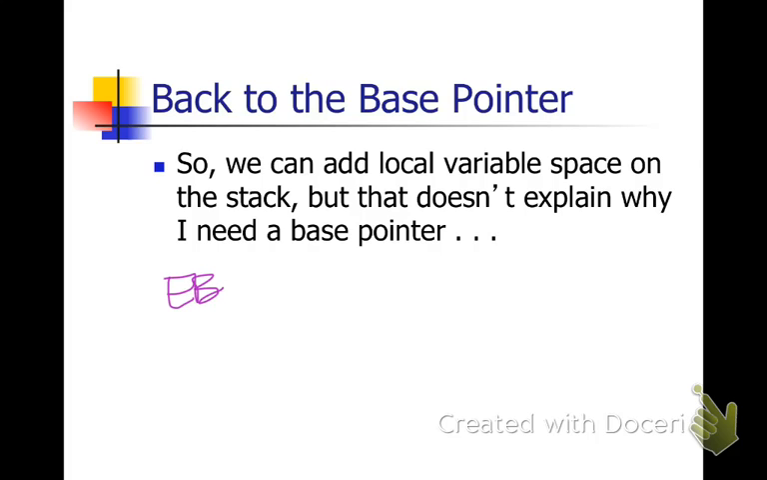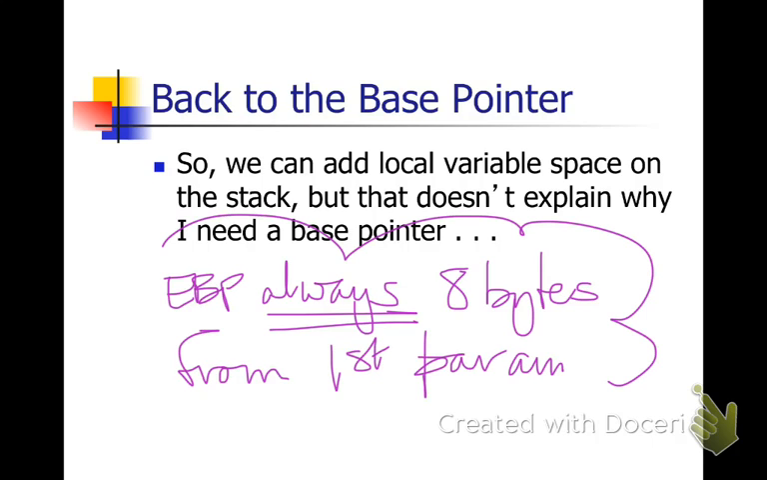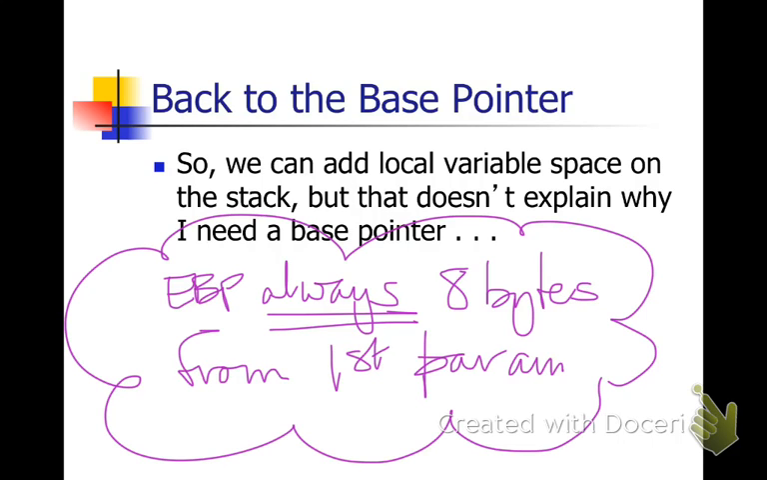EBP is always 8 bytes away from the first parameter in the parameter list, okay? So that's handy. That means every time I reuse this assembly language function, I don't have to recalculate the offsets from ESP. All I have to do is establish a stack frame, and then I'm good.